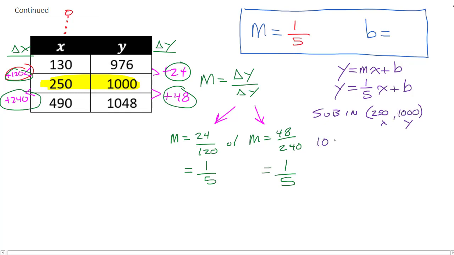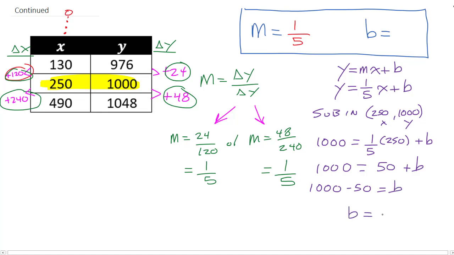All right, so 1000 equals 1/5 times 250 plus b. So we're just going to go, what's 250 divided by 5? Which is 50. And I'm going to subtract 50 from both sides, and there we go, we're going to get 950 for b. Let me just flip it around, 950, there's b.